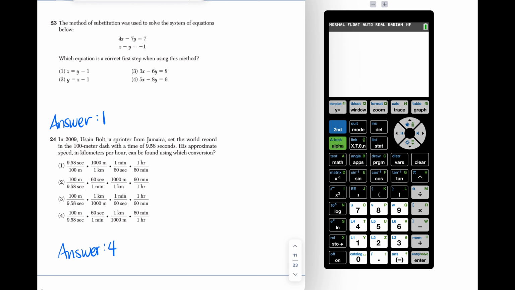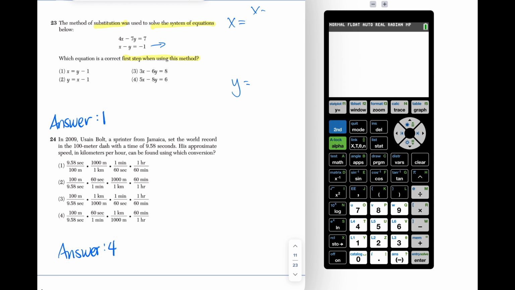Okay, so in 23 it says we're using the substitution method to solve this system of equations. We just want to know what the first step would be. When I look at these, I need to figure out what I would substitute. I want to change this around, because if I'm substituting, I need to get it to be either y equals or x equals. That's going to be the goal. So let's separate those two out. Here's y equals, here's x equals.